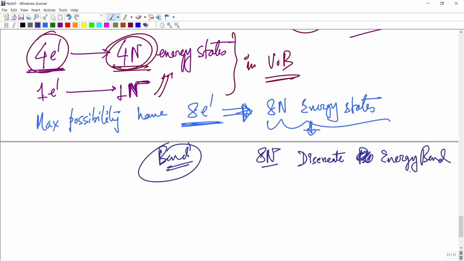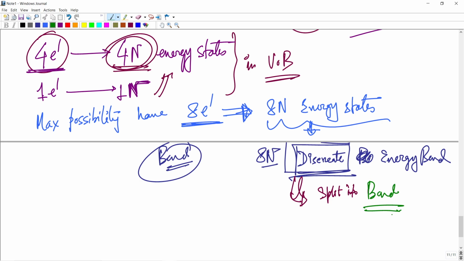Keep in mind, these energy bands are not continuous. These are discrete levels, and these discrete levels are split together to form a band. Keep in mind, they split into bands.